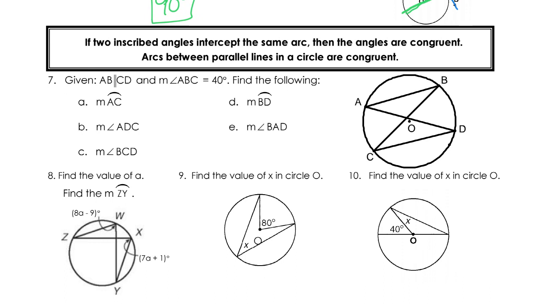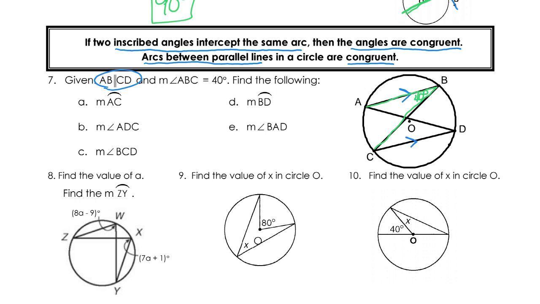All right, another one we could talk about. If two inscribed angles intercept the same arc, the angles are congruent. And also arcs between parallel lines are also congruent. So we got two things there to talk about. In number 7, it says that given AB is parallel to CD, and the measure of angle ABC, A to B to C, this angle here, is 40 degrees. They want us to find the following.